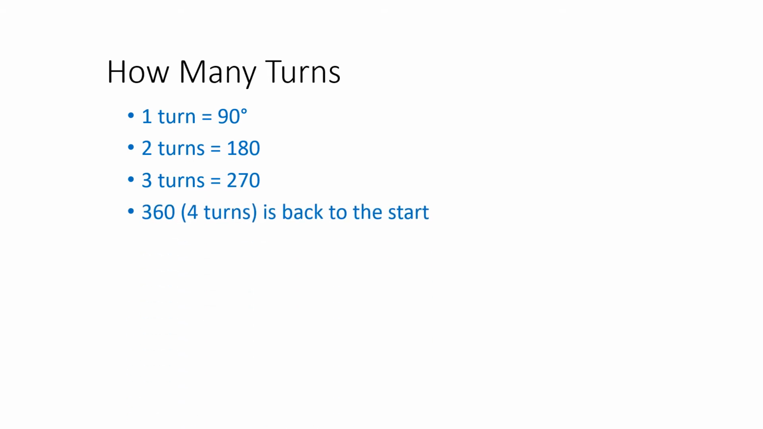How many turns? For 90 degrees, we turn our paper physically one time. 180 degrees, we turn our paper two times. 270 degrees, three times. 360 degrees, four times. We are back to the start. Physically turn your paper to get the new point, or use tracing, patty, or parchment paper.